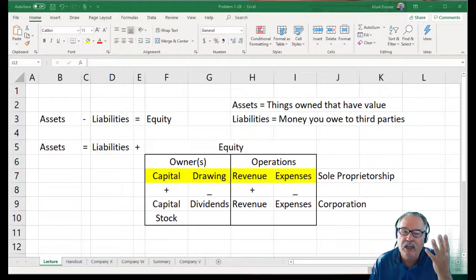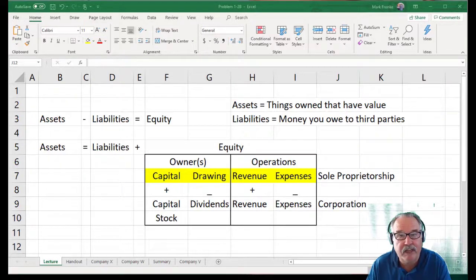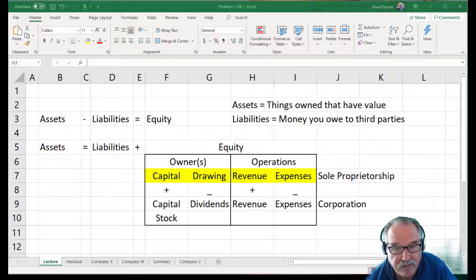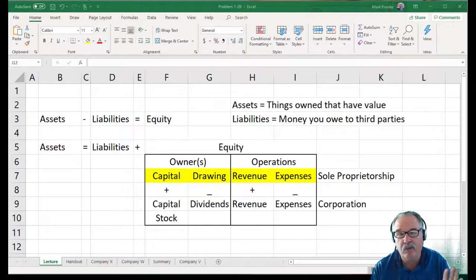Now, equity has 4 components. 2 things relate to the owner and 2 things relate to the operations. In this course, we're going to focus on corporations, but from Accounting 100, we focused on sole proprietorships. The accounting equation works exactly the same, whether it's a sole proprietorship or a corporation, but the corporation just uses a little bit different terminology.